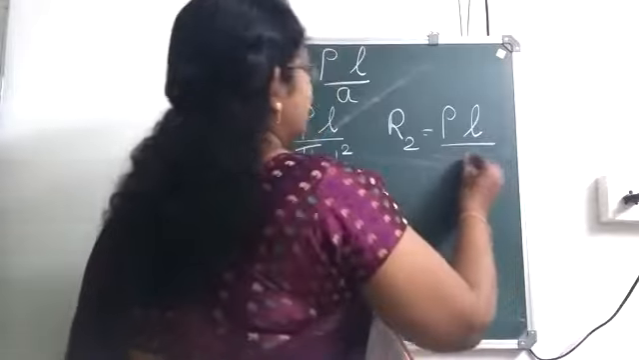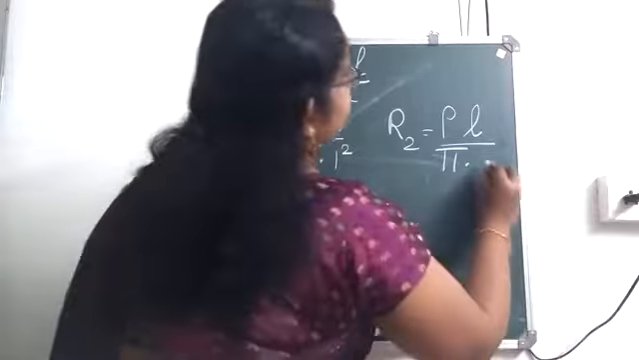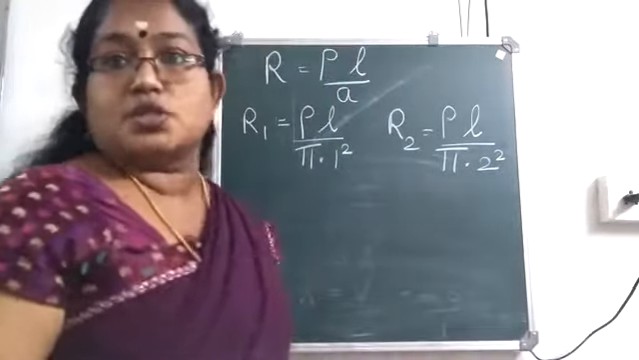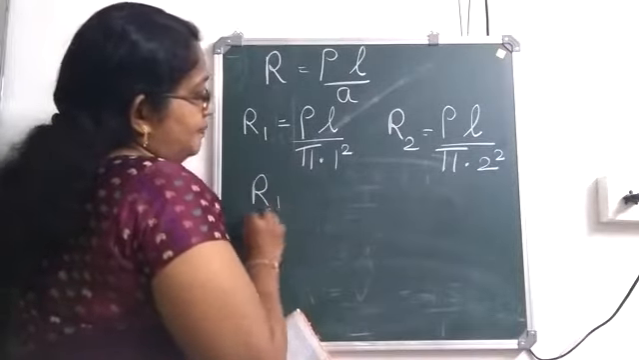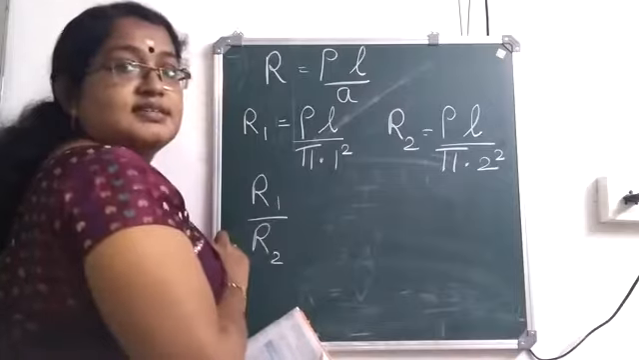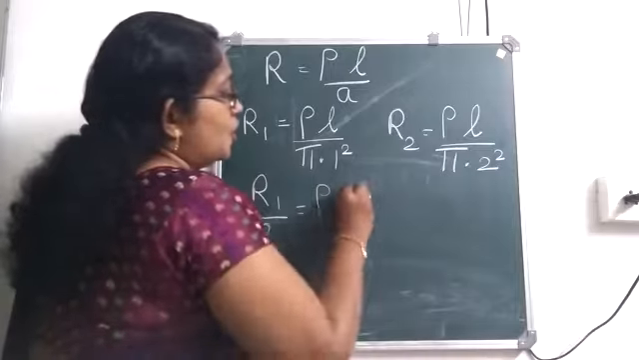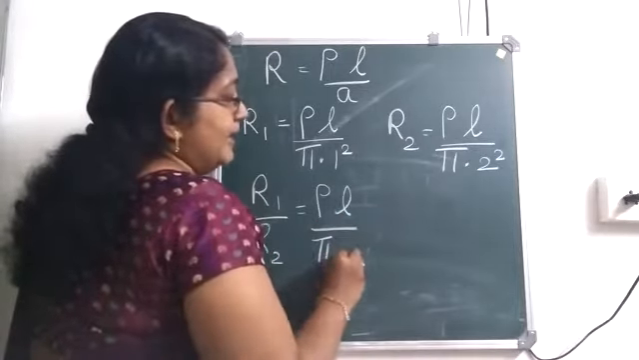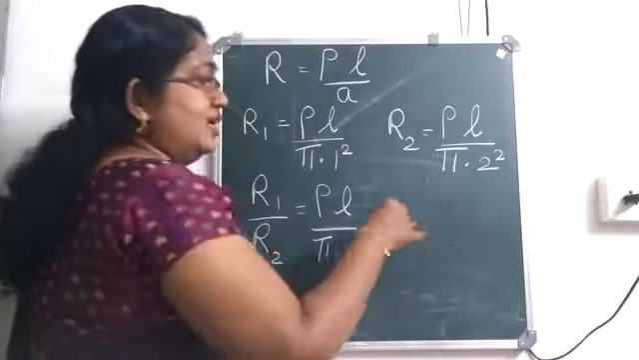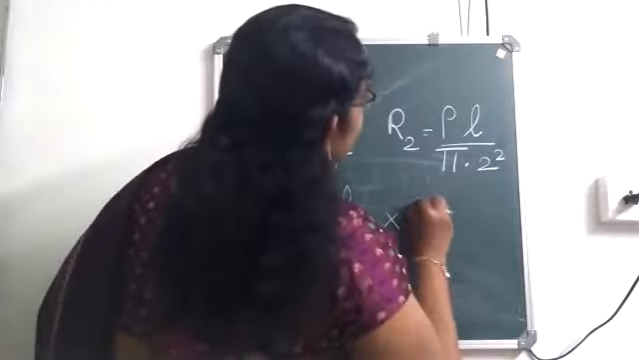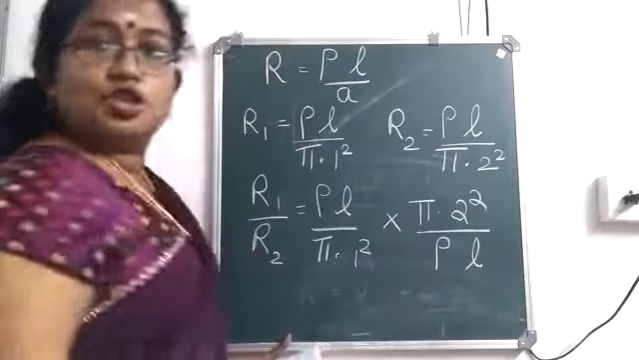Then divided by pi into, what about the radius there? It is given as 2 millimeter. That means 2 square. So is it clear? Then what is the next step? We have to divide. Since it is comparison, we have to divide. R1 by R2 is equal to rho into L by pi into 1 square divided by this. Since it is fraction, I am taking the reciprocal. So pi into 2 square by rho into L.